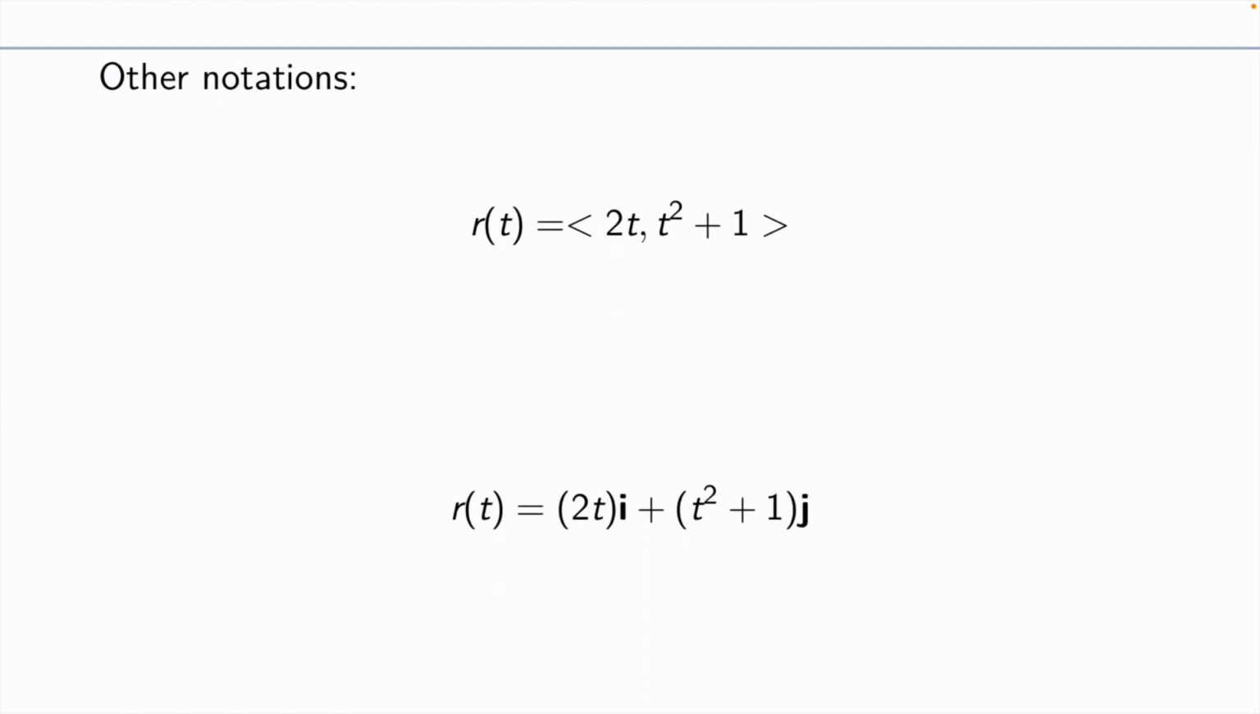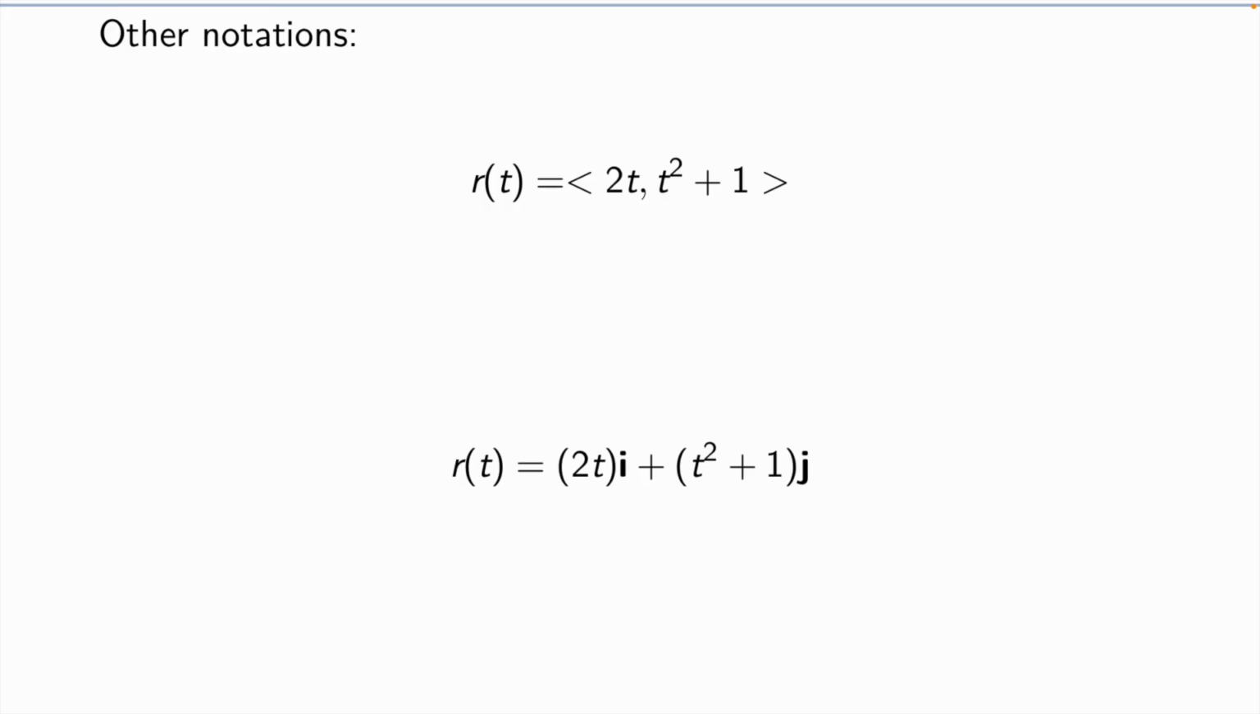Something about notations. The notation for a vector can be any of the notations that we have been using for vectors. You can use the angle brackets instead of the regular parentheses, or you can use the notation i, j, where here will be the two components of the vectors.